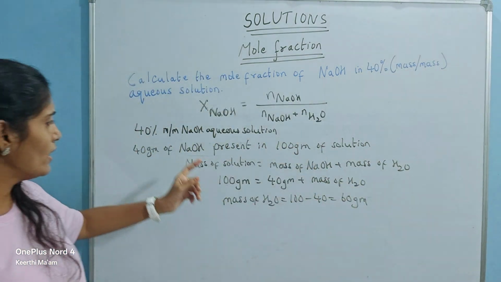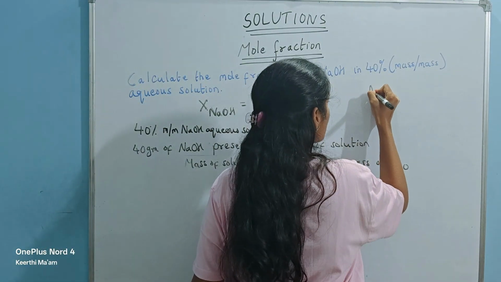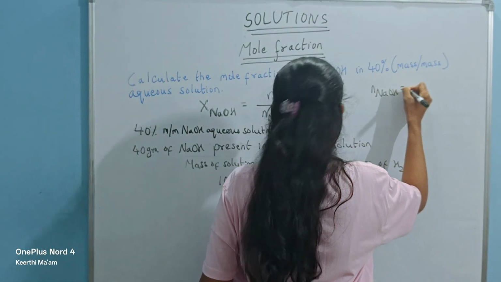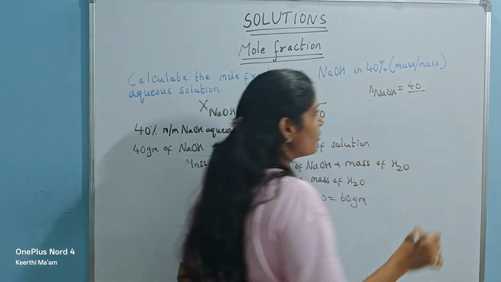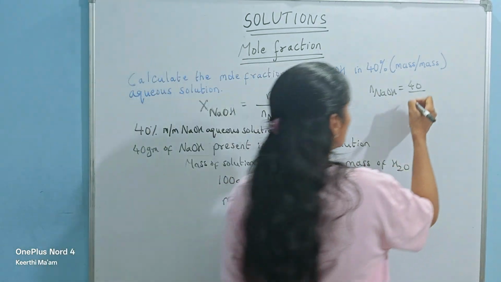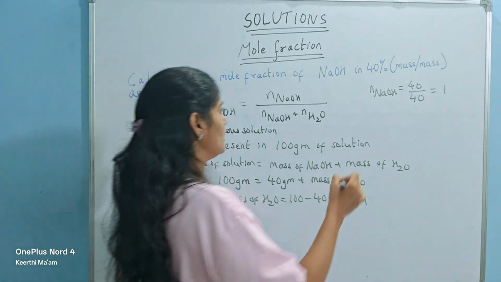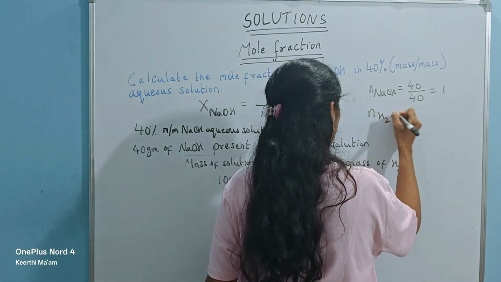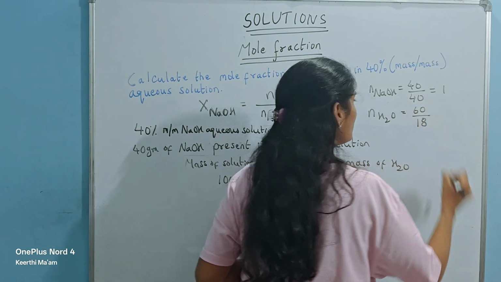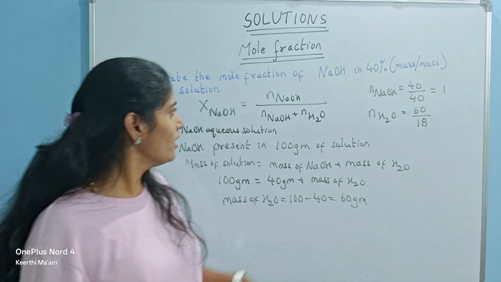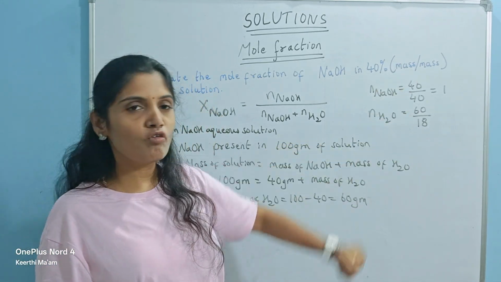Now I have the mass of NaOH and the mass of water. So let me calculate the number of moles of NaOH here. Number of moles of NaOH is equal to the mass of NaOH given, 40, divided by the molar mass of NaOH, which is also 40. So 40 by 40 is equal to 1. In a similar way, the number of moles of H2O is equal to 60 divided by 18. Now you have got the number of moles of NaOH and also the number of moles of H2O.